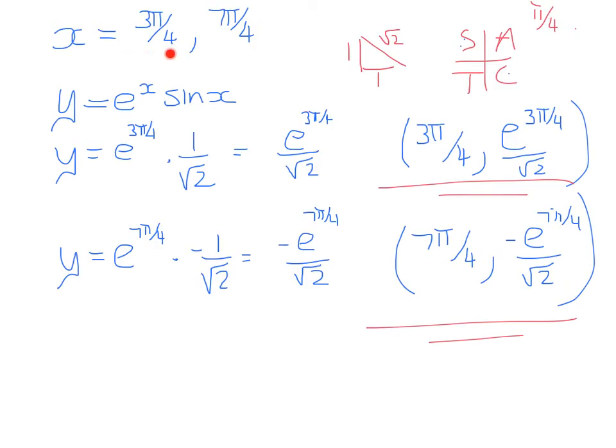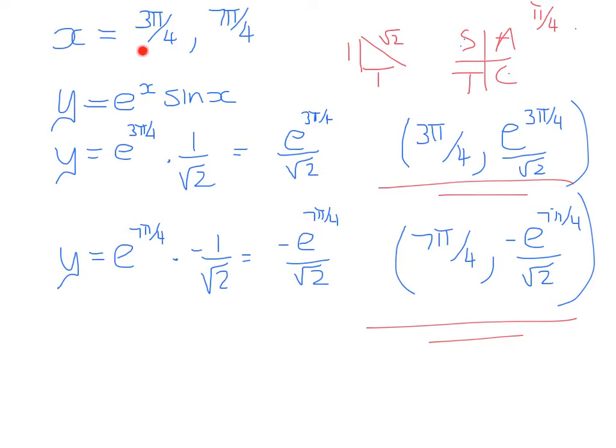Okay, so we have the x values, 3 pi over 4 and 7 pi over 4. We're going to substitute those into the original function, which is e to the x sine x, to give us the corresponding y coordinates. Our acute angle was pi over 4. The sine of pi over 4 is 1 over root 2. We know that from our exact value triangles. So in this quadrant, I'm going to have a positive 1 over root 2. In this quadrant, I'm going to have a negative 1 over root 2.